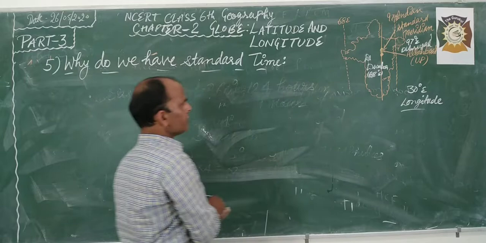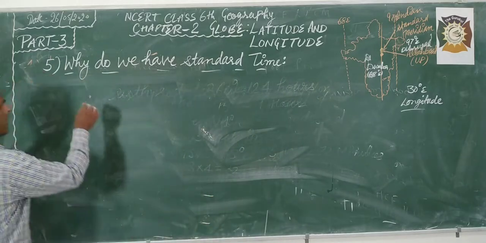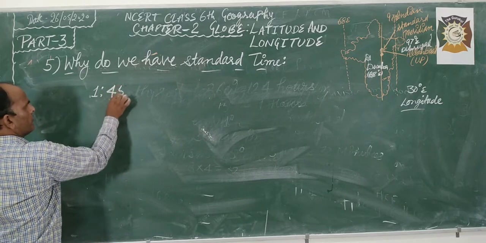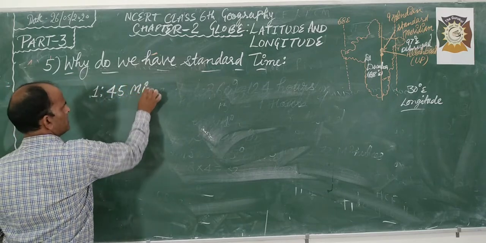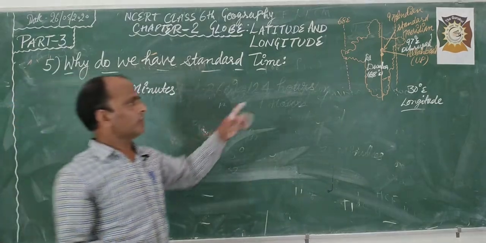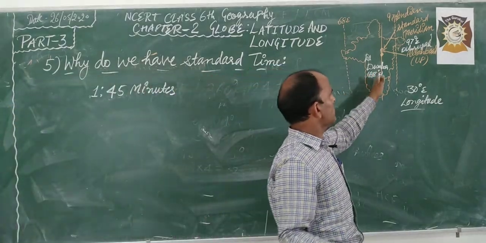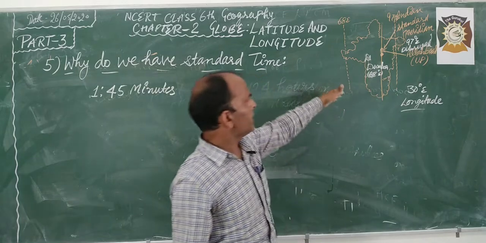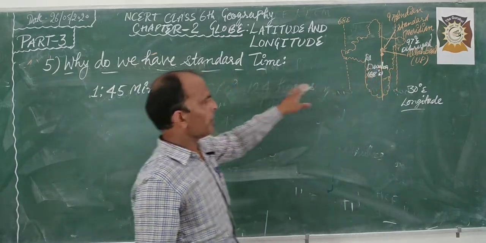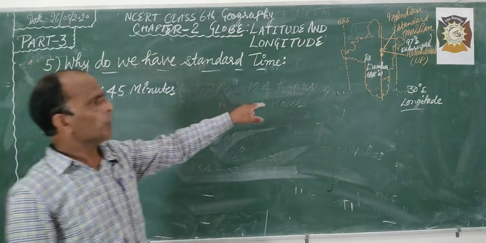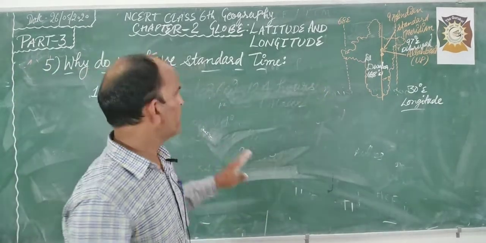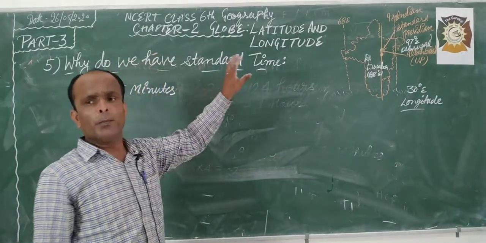So there is a difference of 1 hour and 45 minutes. In India, there are two places, one is Dwarka in Gujarat, which is 68 degree east, and the other is Dibrugarh, 97 degree east. The difference between the two longitudes is 30 degree. So you can imagine how big India is.